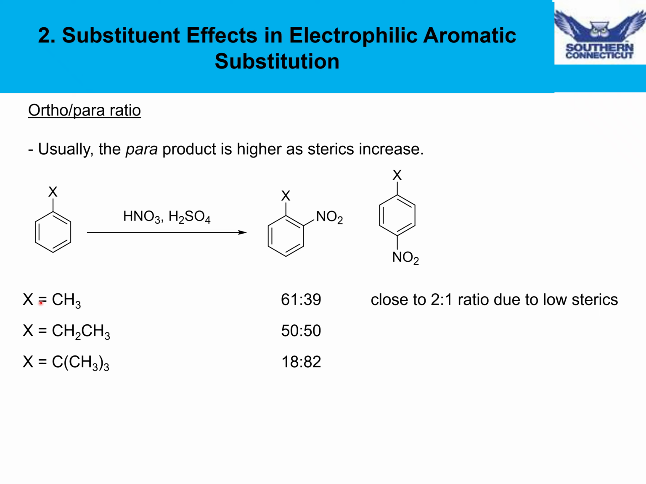As the size of the existing group increases, for example, if we replace the methyl group with an ethyl group, the ratio will go down closer to being a 1-to-1 ratio, or in some cases, preferring the para substituted product. So with an ethyl group, we get a 1-to-1 ratio between ortho and para products. With a tert-butyl group, since it's such a large group, it blocks the ortho position to some extent, and we get primarily para substitution.